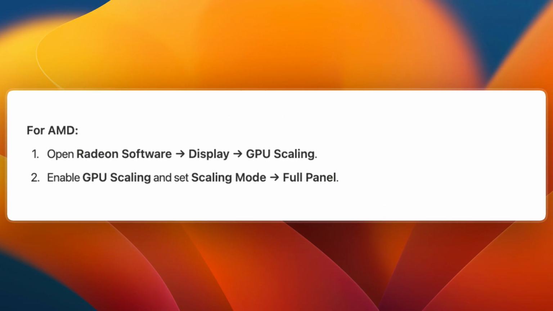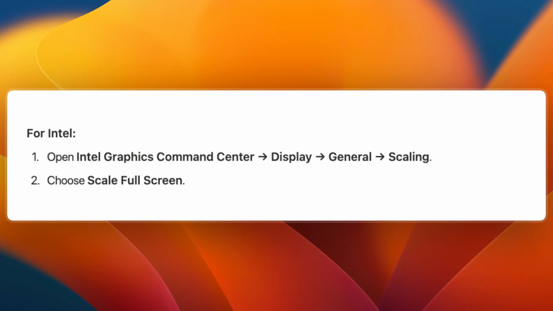For AMD, open the Radeon software, go to display and then GPU scaling, enable GPU scaling and set scaling mode to full panel. Then for Intel, open the Intel Graphics Command Center, also go to display, general and then scaling, and choose scale full screen.